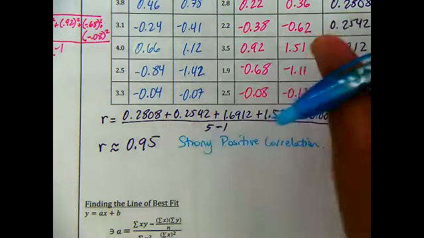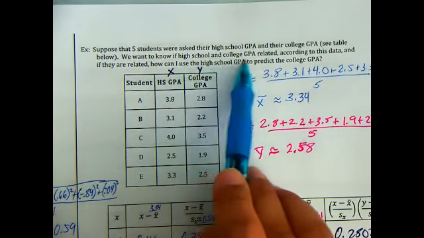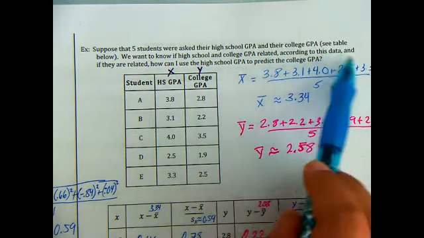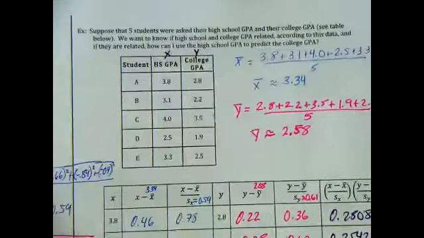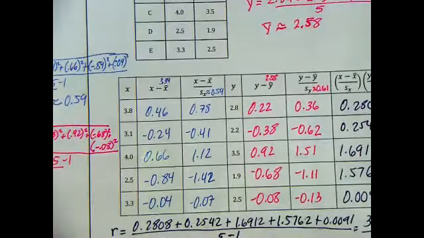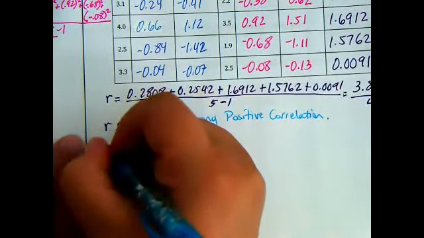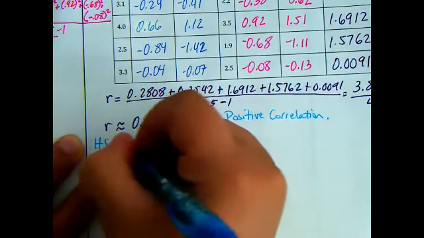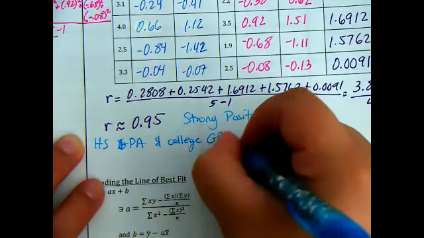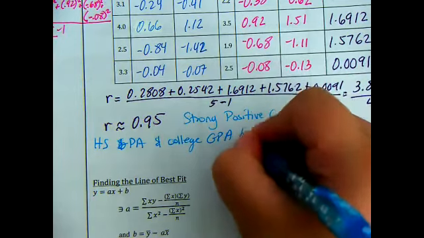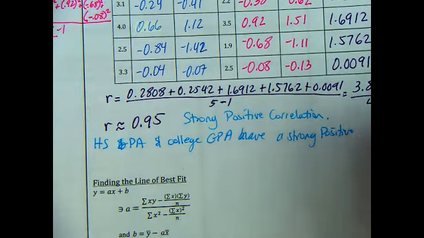Okay, so we did have some questions that we wanted answered though, right? It says, we want to know if high school and college GPA are related according to this data. And if they are related, how can I use the high school GPA to predict the college GPA? So we can see that there's a strong positive correlation, right? Which means we can say that high school GPA and college GPA have a strong positive correlation.